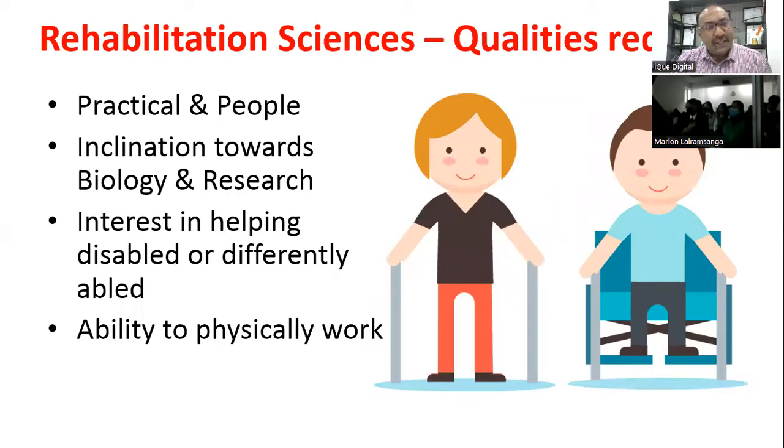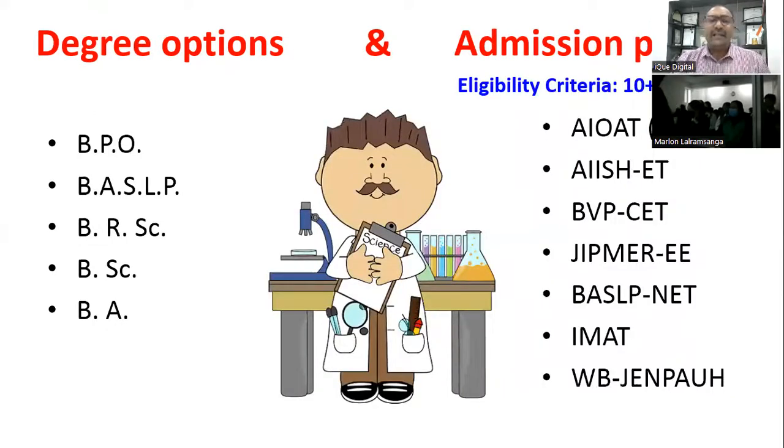Coming to rehabilitation sciences, if you are again a practical, people-oriented child, you have inclination towards biology and research, you have interest in helping disabled or differently abled people, and you have the ability to physically work, then in rehabilitation sciences, you can do prosthetics and orthotics, audiology, speech language pathology, rehabilitation sciences, or special education and rehabilitation.